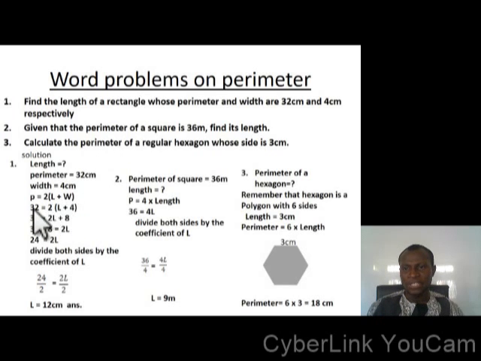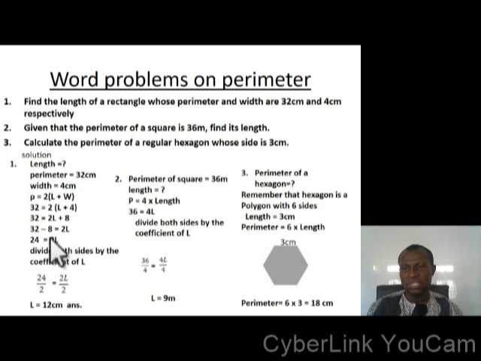Then 32 is our perimeter. We write it in place of the perimeter: 32 equals 2, bracket. We are looking for the length, so we leave it like that inside the bracket, plus the width, which is given to us as 4. So you write 4 in place of W. Then you open the bracket. 32 equals 2 times L, which gives us 2L, plus 2 times 4, which gives us 8. Now you collect like terms. You have 32, you have plus 8 here. When it goes to the other side, it becomes minus 8 equals 2L.